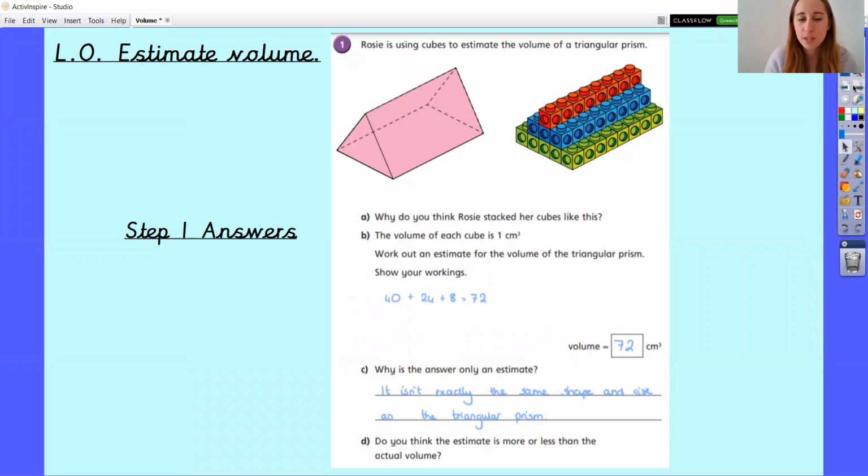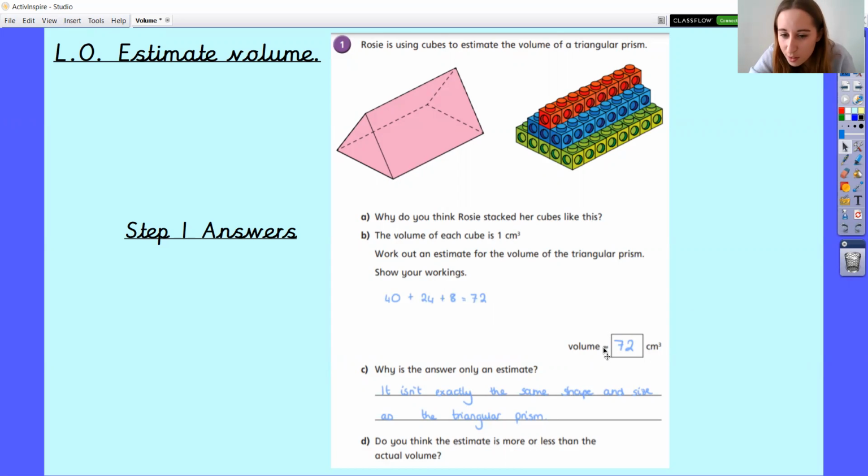B, the volume of each cube is 1 centimetre cubed. Work out an estimate for the volume of the triangular prism. And here it says, show your workings. You might have shown your workings out, or you may not have. But this is just showing one way that you could have done it. So here they've looked at the bottom layer, these green cubes here, and they've gone 10 by 4, so that's 40 cubes. The next layer up, 1, 2, 3, 4, 5, 6, 7, 8 cubes by 3 cubes. Again, see how your times tables are helping in every part of maths. 8 times 3, 24. And then on the top there are 8 cubes there. So they've added those 3 parts together to find 72 centimetres cubed.